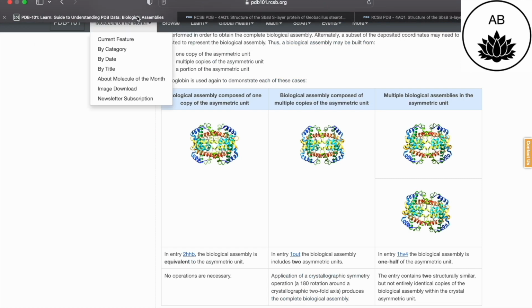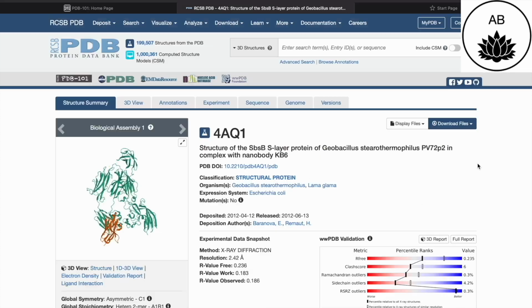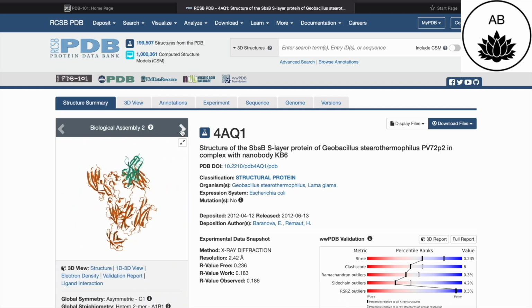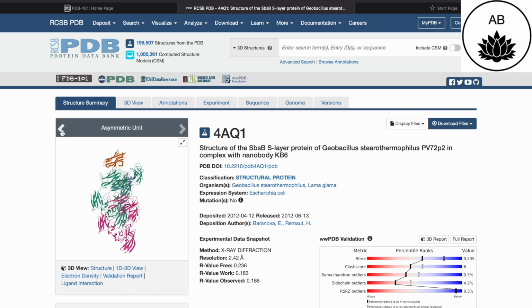You can see the biological assembly of hemoglobin shown here for three different PDB structures. If you notice, in case of hemoglobin, regardless of biological assembly, your interaction between the different chains is not going to change. I guess it is very clear from this picture itself. In the 4AQ1 entry of PDB, if you look on the left, you have biological assembly 1, and then 2, 3, 4. This is the symmetric unit.